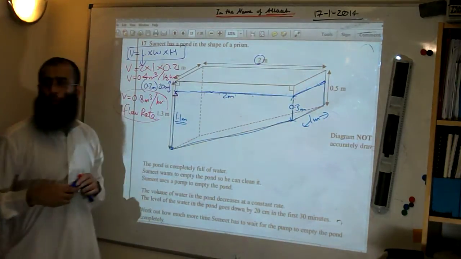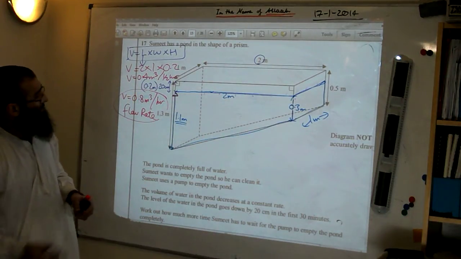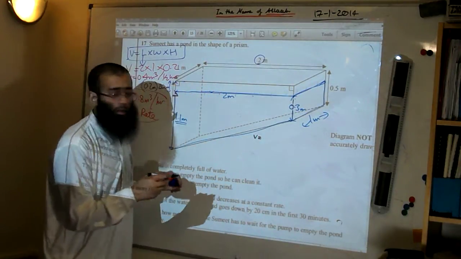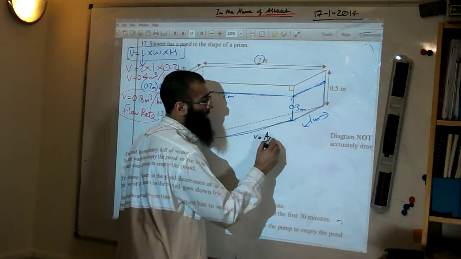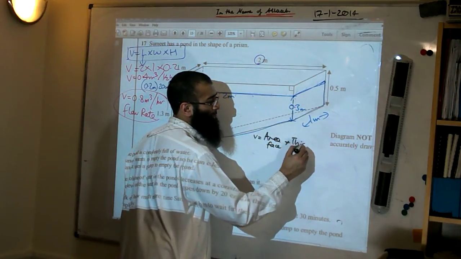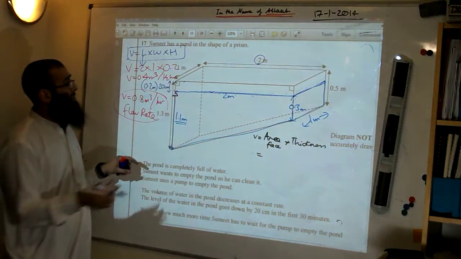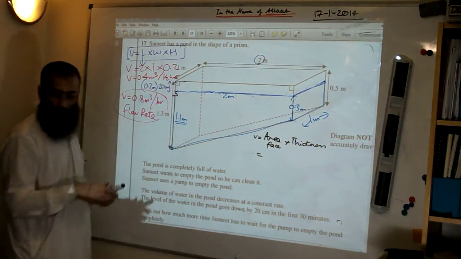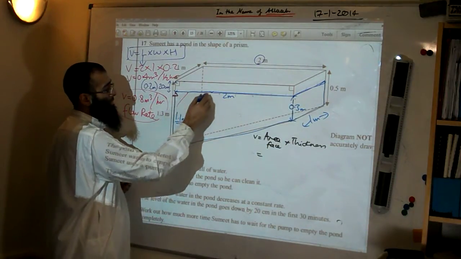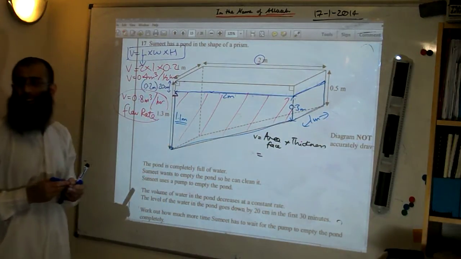Now, if you want to work out the volume of a 3D shape, let's start with some rules for that. The volume of a prism is equal to the area of the face, as I call it, times the thickness of the shape. That's one way of looking at it. Now the area of the face: the face is here. This is the face, and it is a trapezium.